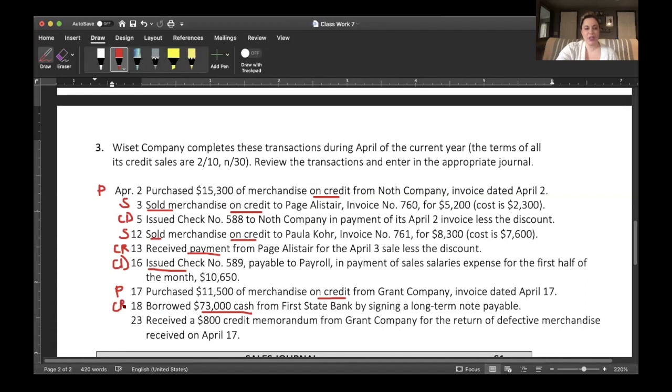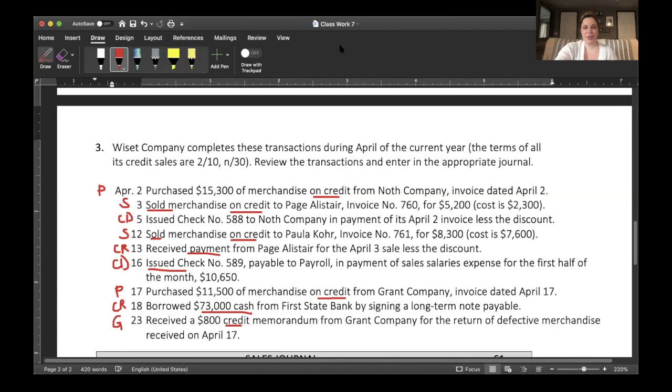Lastly, on the 23rd, received an $800 credit memo from Grant Company for the return of defective merchandise. While defective merchandise, we're not getting cash here, we're getting a credit. It would not be one of the cash ones. Are we making a purchase? No. Are we making a sale? No. We did make a purchase, but we're receiving credit for returning something from the purchase. It doesn't belong into any of them. This here would go into just a regular general journal.